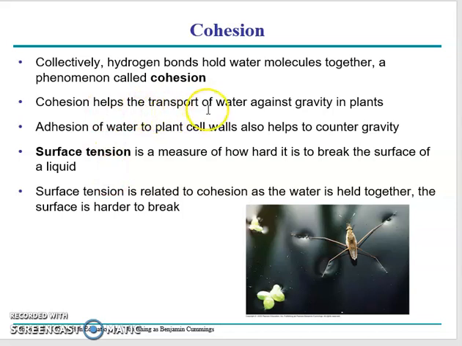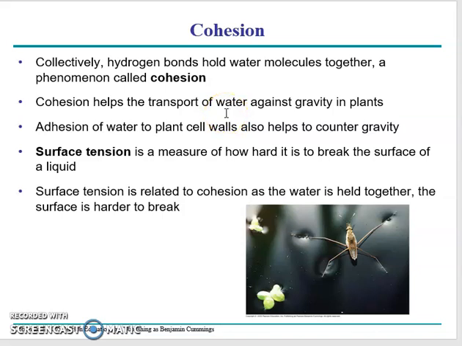Cohesion also helps water flow up and down the inside of plant stems, right? So if you think about it, you have a 300-foot tall redwood tree in the Pacific Northwest. How does the water go from the roots all the way up to the leaves at the very, very top of the tree?